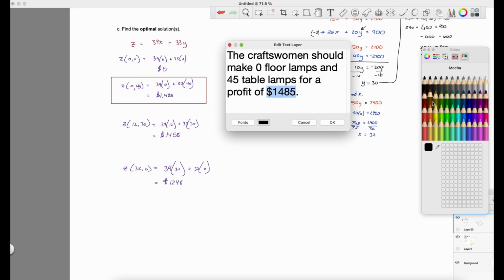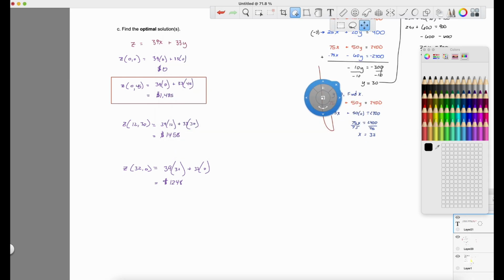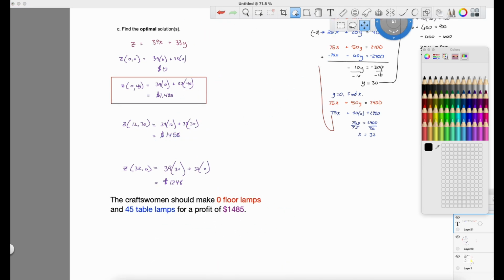There it is. Let's put that in. Table lamps. What did we use for table lamps? Was that blue? And then floor lamps was red. Let's do that. Boom. And bring it up, hopefully. There it is. And that's our answer.